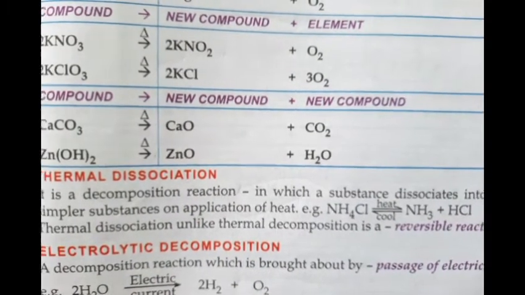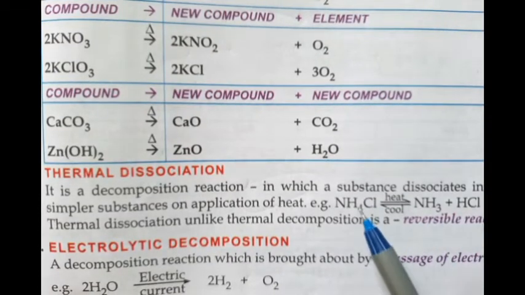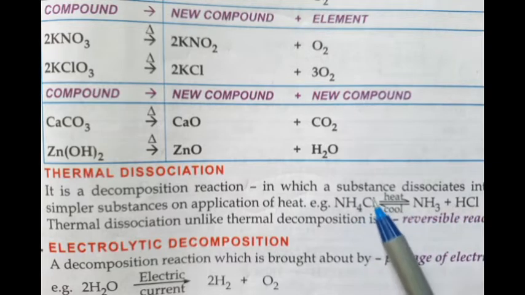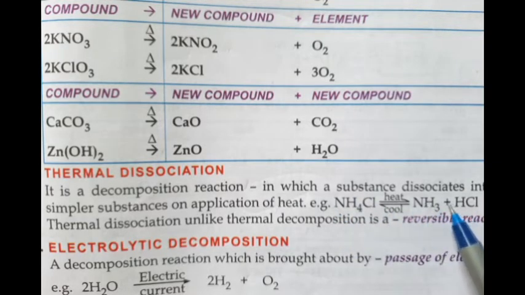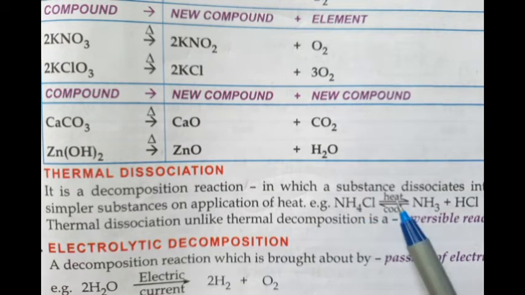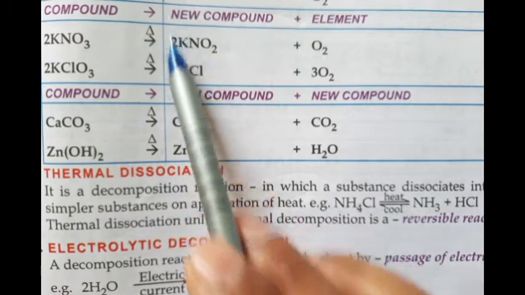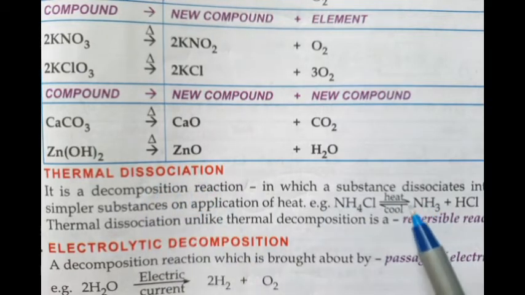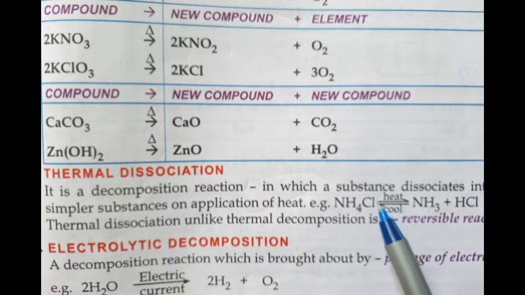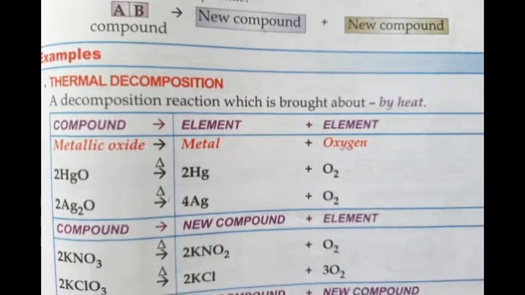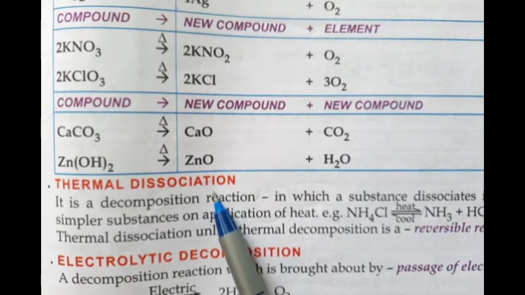Here also in thermal dissociation, students, a single compound AB will break down into A plus B. And this is also occurring by heating. So it is thermal decomposition like all these. But instead of decomposition, the word here is dissociation, because it is reversible. This symbol is called the reversible sign. So what is the difference between thermal decomposition and thermal dissociation?